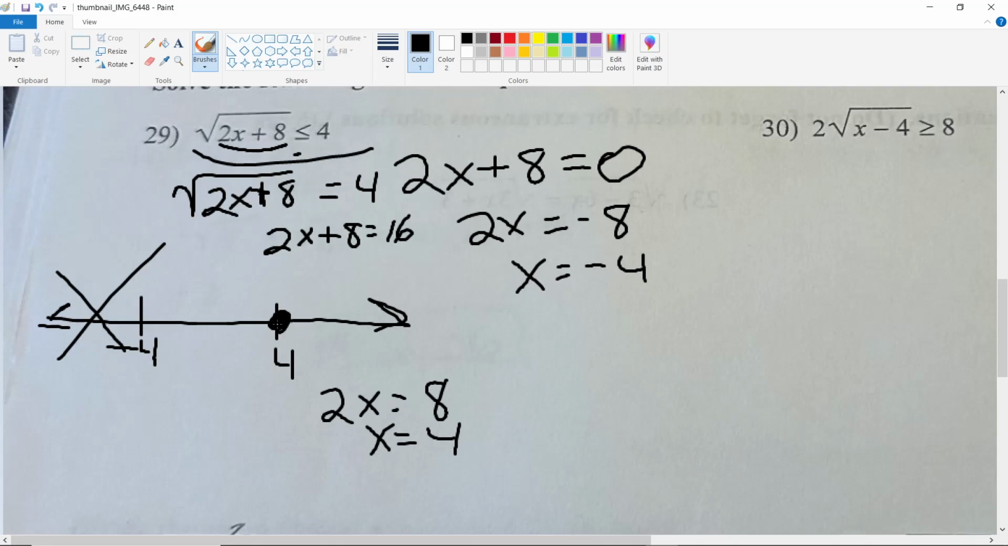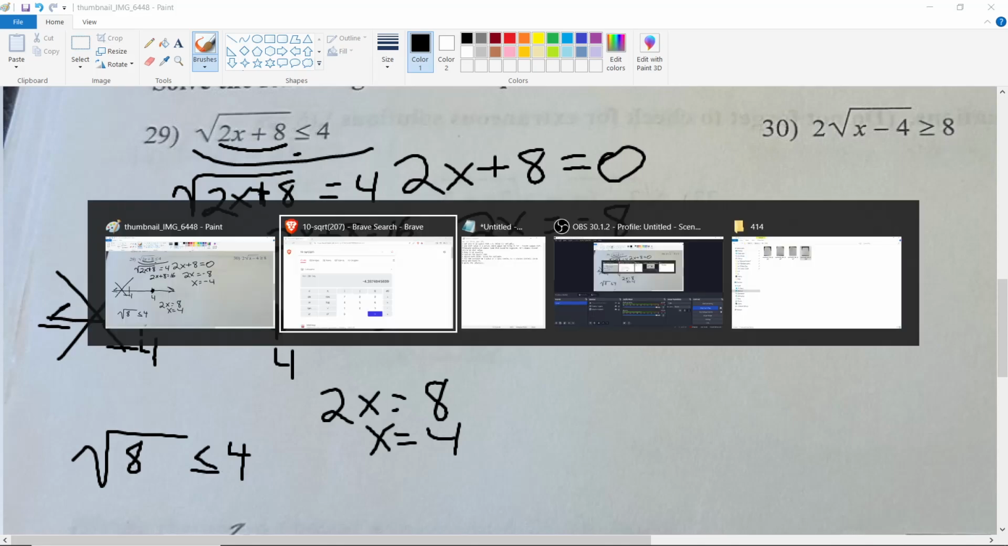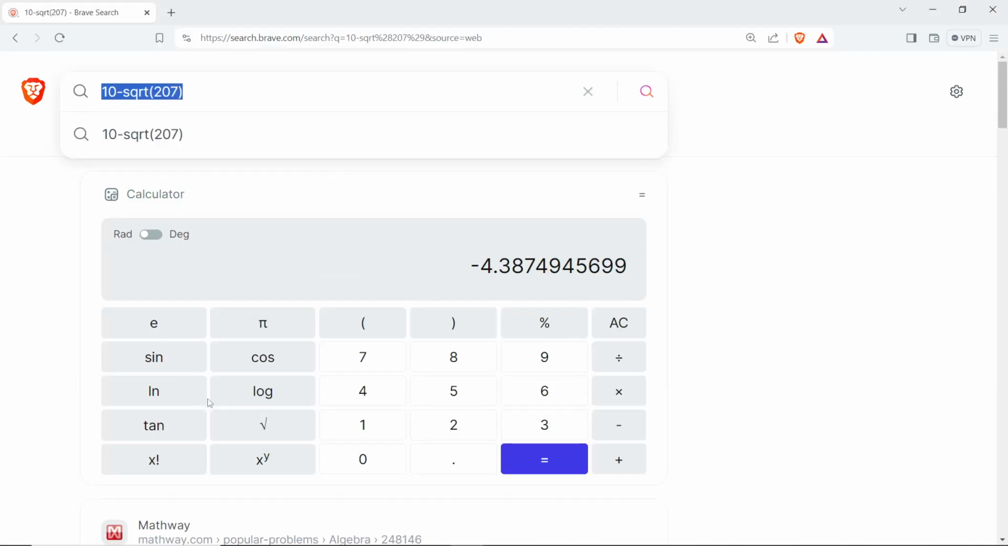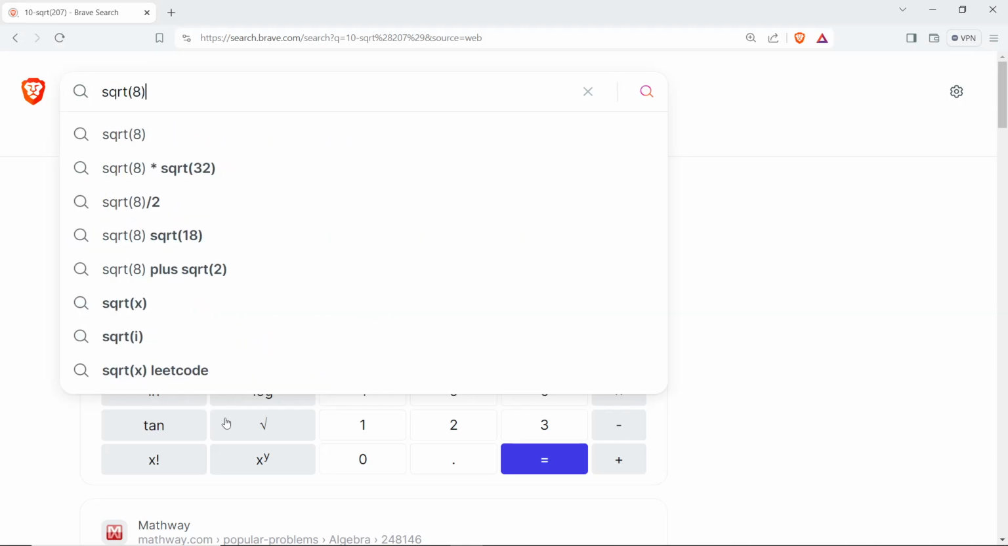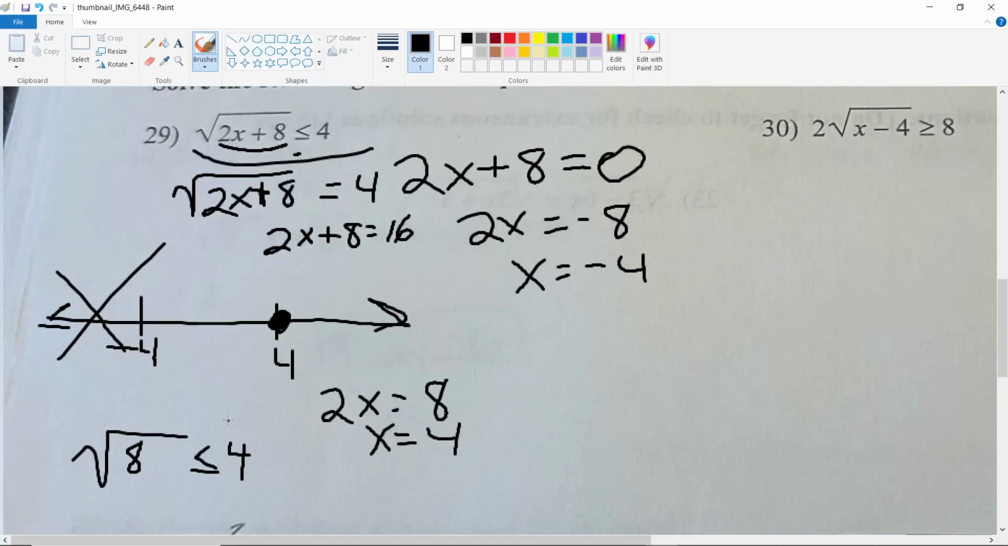So now I'm going to try a number to the left of it. I can't go beyond negative 4. I'll just do 0. 2 times 0 is 0. Square root of 8. Is square root of 8 less than or equal to 4? Well, I think so, but double check it. Put it in the calculator. The square root of 8 is 2.82. It certainly is. So now the original number that I found that made the square root 0, that's always a closed circle. It's always included. So on the number line, there's the answer interval.